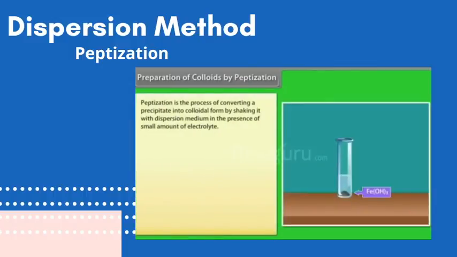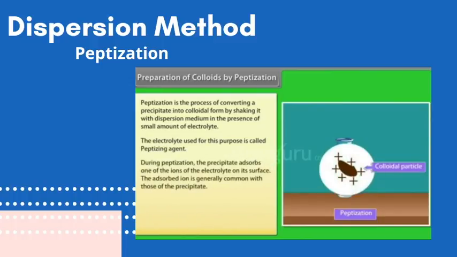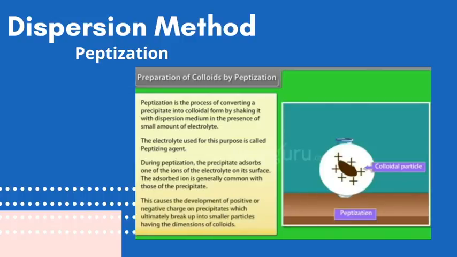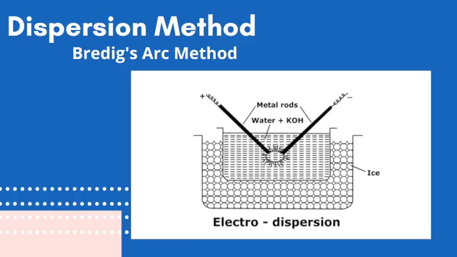The second technique is preparation of colloids by peptization. Peptization is the process of converting a precipitate into colloidal form by shaking it with dispersion medium in the presence of a small amount of electrolyte. The electrolyte used for this purpose is called peptizing agent. During peptization, the precipitate adsorbs one of the ions of the electrolyte on its surface. The adsorbed ion is generally common with those of the precipitate. This causes the development of positive or negative charge on the precipitate, which ultimately breaks up into smaller particles having the dimension of colloids.